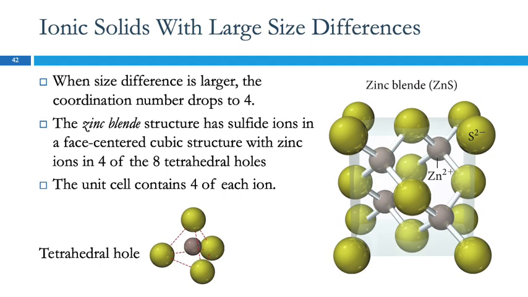If we have an even larger difference in size, then we'll see things like this happen. This is called the zinc blende structure. So here we have sulfur ions forming a face-centered cubic unit cell. And then the zinc ions, instead of being directly between these, are going to fit into these tetrahedral holes in the middle.